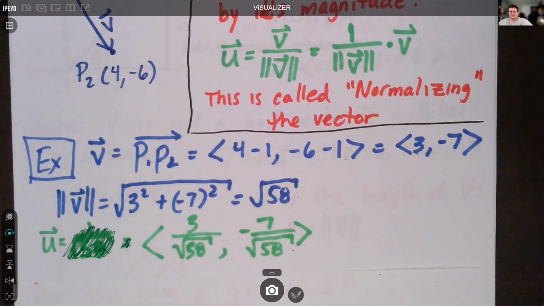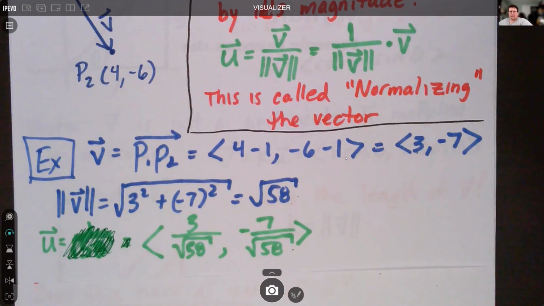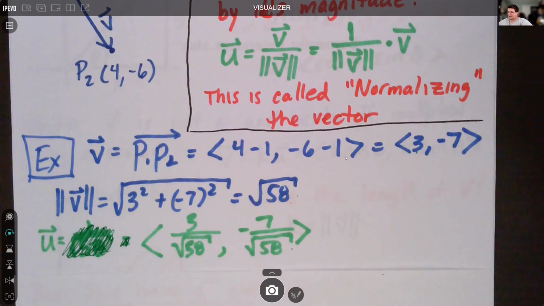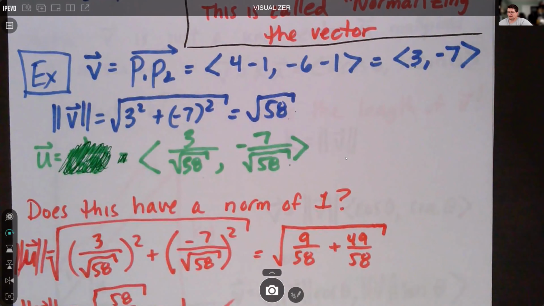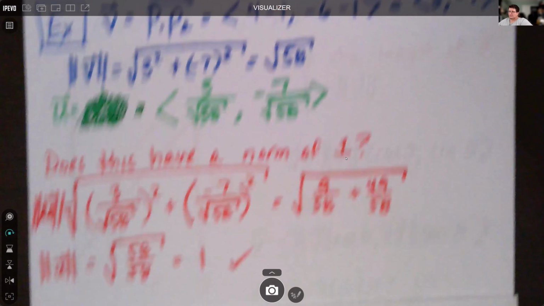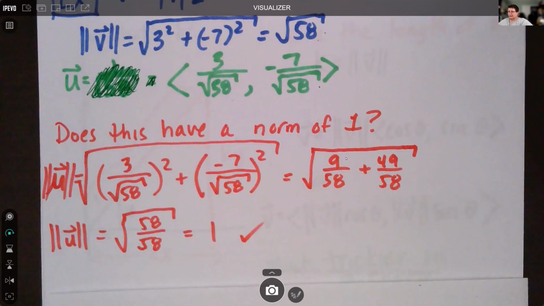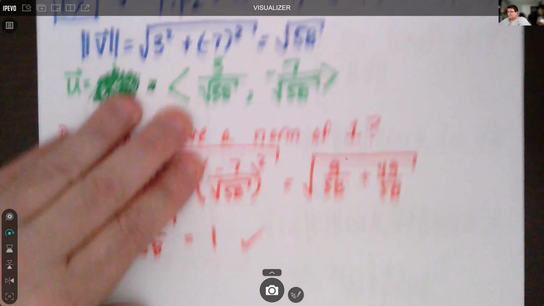Does this vector have a norm of 1, a magnitude of 1? It's not clear looking at it unless you're quick at it, but you can always calculate it out and verify it. So we square each. 3 over root 58 squared is 9 over 58. -7 over square root of 58 squared is 49 over 58. We add them together. We do see that we get a 1. Okay.